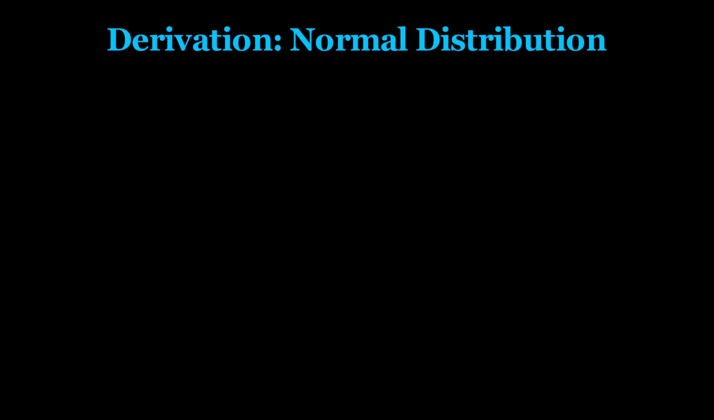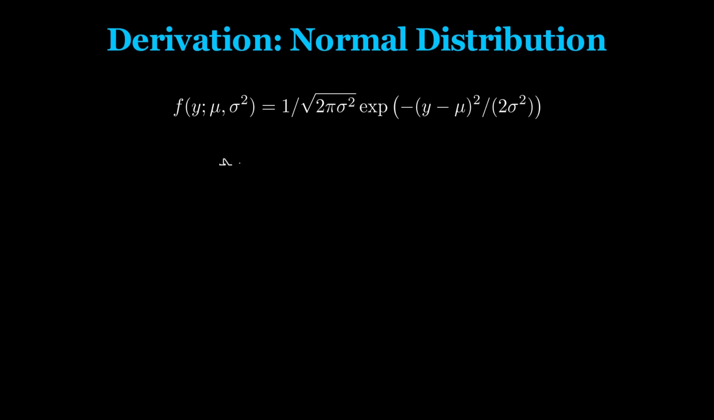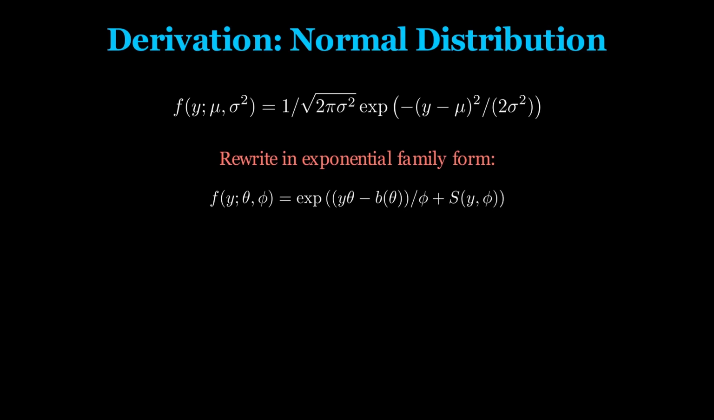Let's see if the normal distribution is a member of the exponential family. We start with the normal probability density function as a function of the mean, mu, and variance, sigma squared. We want to see if we can rewrite this in the exponential family form. Define the components as theta equals mu, phi equals sigma squared, b of theta equals theta squared over 2, and s captures the remaining terms that depend on y and phi.